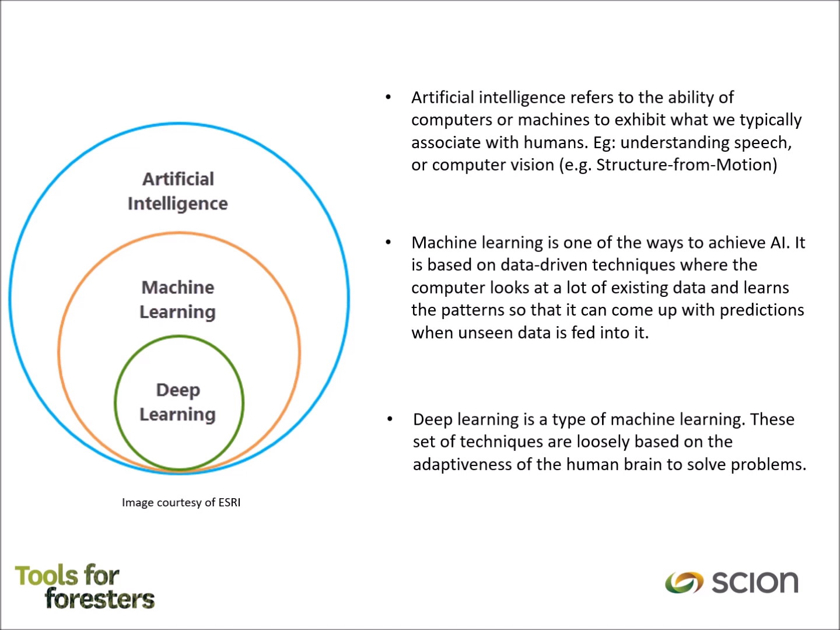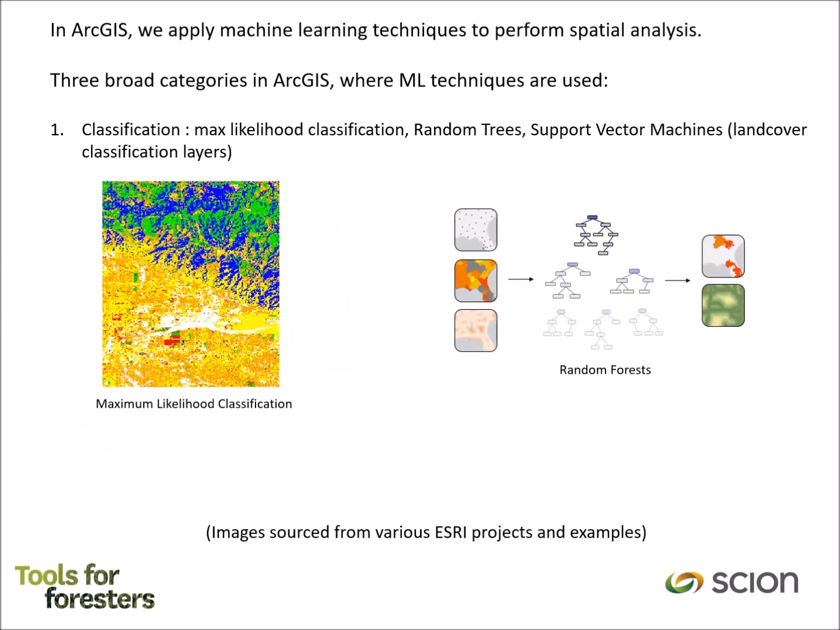So in ArcGIS, we apply machine learning to perform spatial analysis. And machine learning has been around for a very long time. A lot of us have been using machine learning techniques without knowing that these are machine learning techniques. So I'm just going to broadly introduce you to some of the categories where machine learning is used in ArcGIS Pro. The first is classification. Some examples of classification are your maximum likelihood, random trees, SVM, and it's very commonly used for land cover classification.